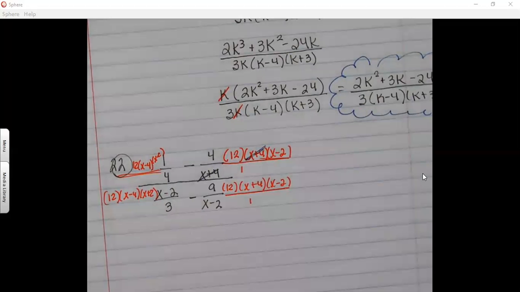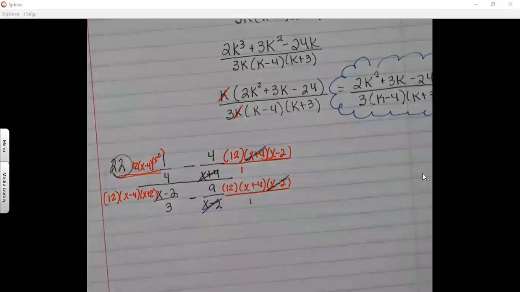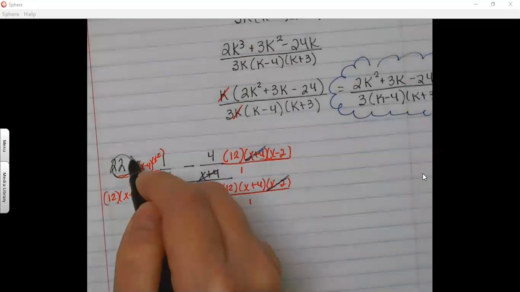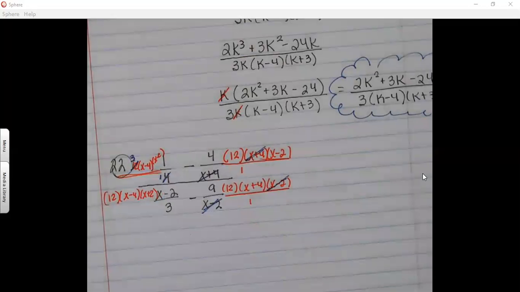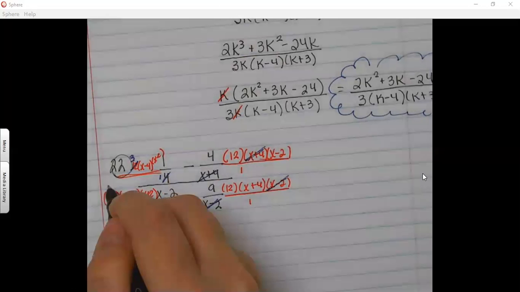Top left, the 12 and the 4 do not cancel out, but they reduce. What is 12 divided by 4? 3. Or you can think of it as 4 divides into 4 once, 4 divides into 12 3 times. So that 12 will turn into a 3. Bottom left, again, 12 and 3 don't cancel, but they reduce. 3 divides into 3 once, 3 divides into 12 4 times. So now all of those individual fractions should have canceled or reduced to 1.